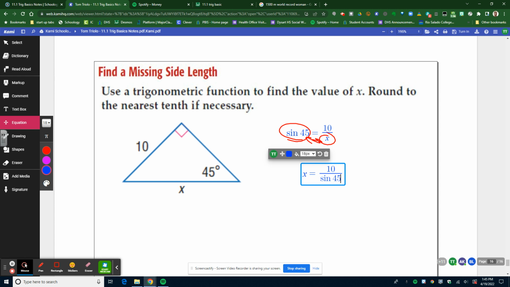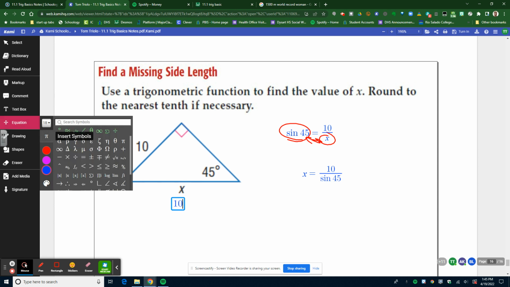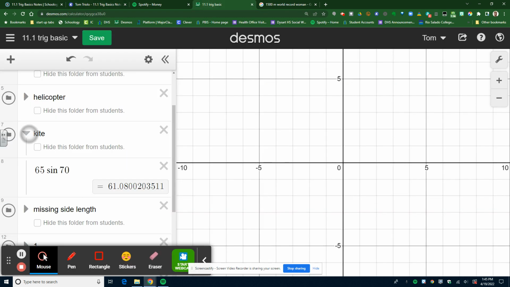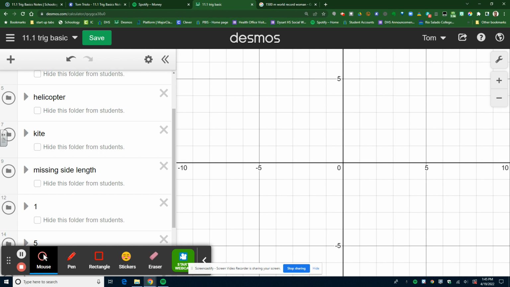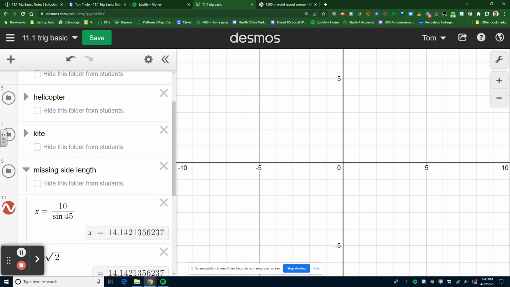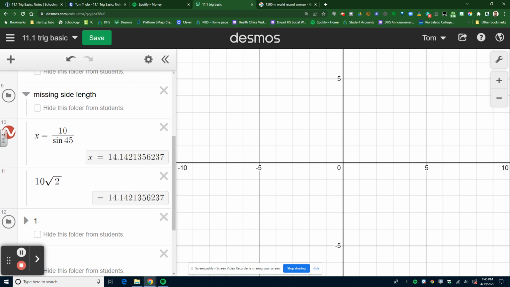What's the shortcut here, Derek? 45. So how does that help me? If it's 45, then those two legs are the same. And then x should be like x times the square root of 2. Okay. So you can do it either one of those. Okay. So this was a missing side length, right? Yeah. So you can either do 10 divided by sine 45 or 10 times square root of 2.